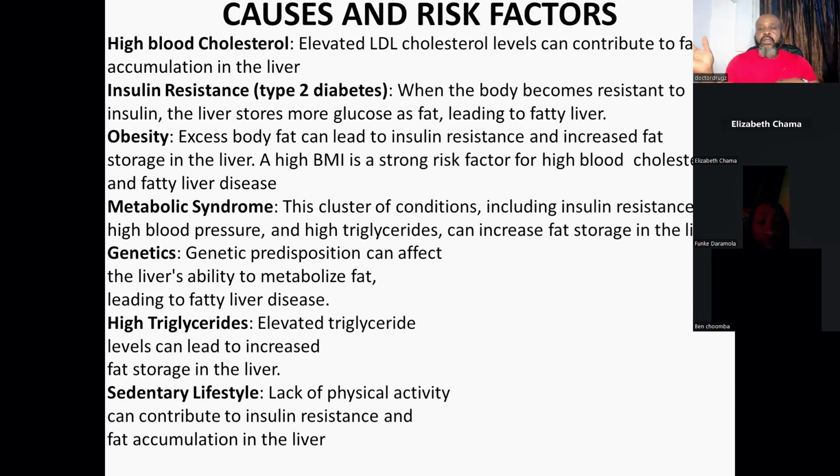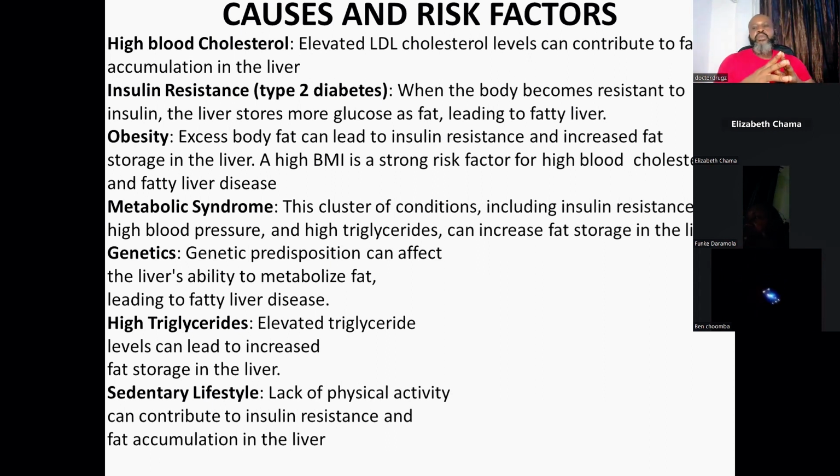There's something called the de novo lipogenesis pathway, where liver fat is actually produced straight from carbohydrate like glucose. And then you can see obesity can also predispose one to high blood cholesterol, which in turn predisposes one towards fatty liver disease. So hence, a high body mass index is a strong risk factor for fatty liver disease. Metabolic syndrome, this is a cluster of conditions including insulin resistance or type 2 diabetes, high blood pressure and high triglycerides, which can increase fat storage in the liver.